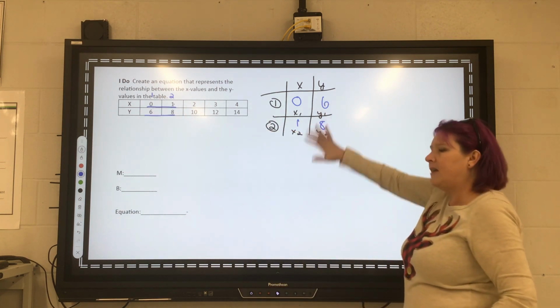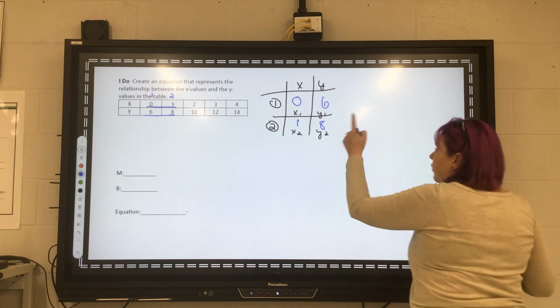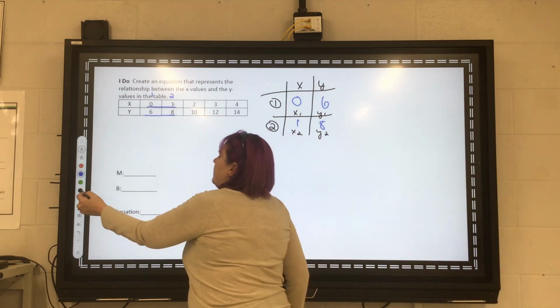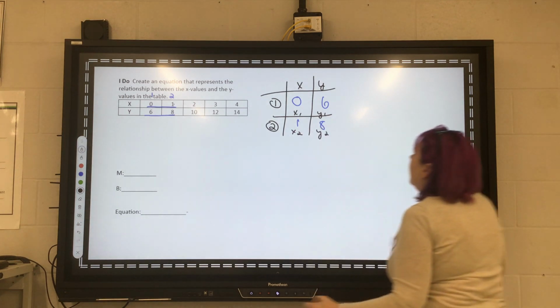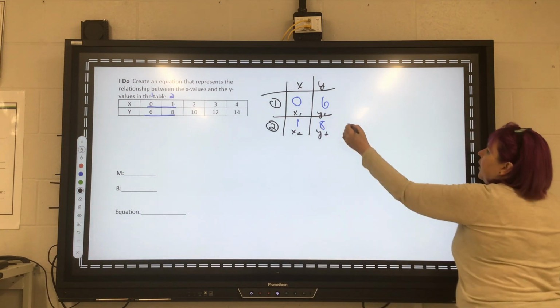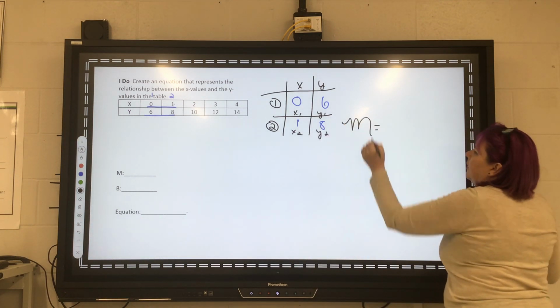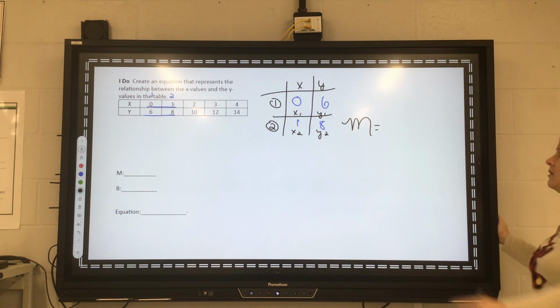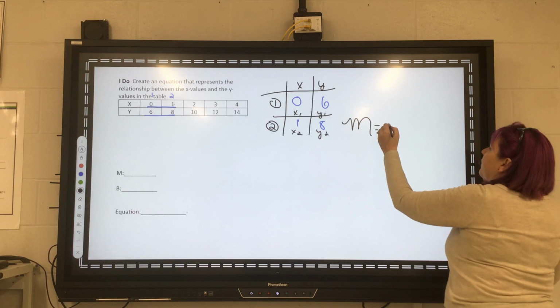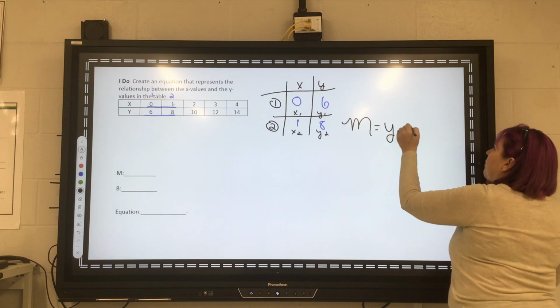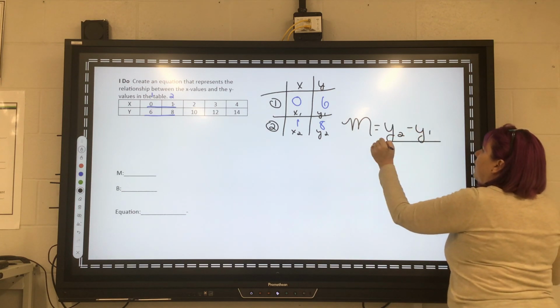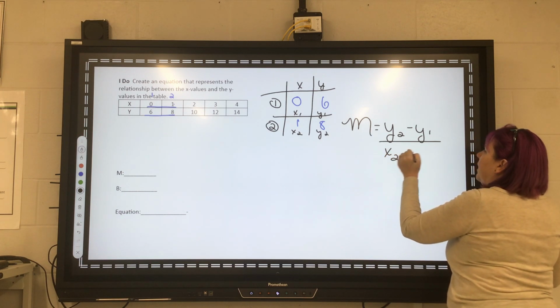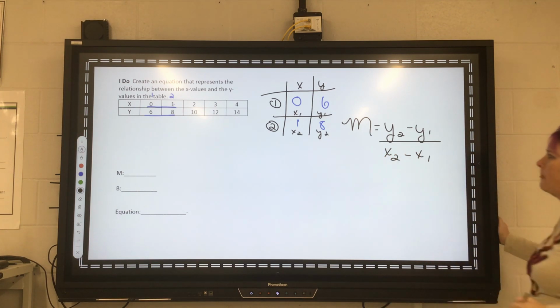If you put them in the same spots every time, you'll know where they are. So that's why we take the time to do that. Because from here, we're going to have to find m. M is our rate of change. Okay, so we have to find it. And the way we find it is y2 minus y1 over x2 minus x1.